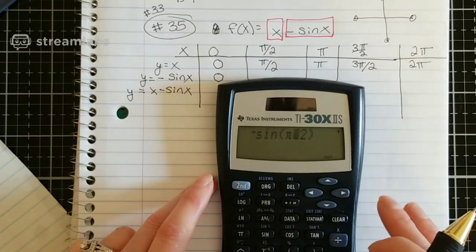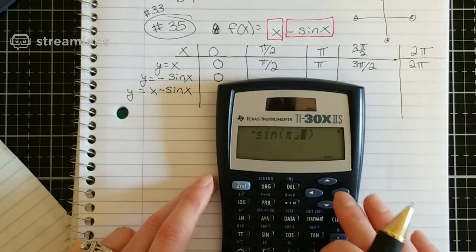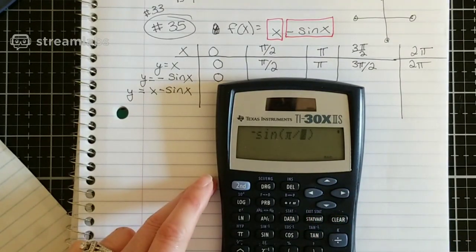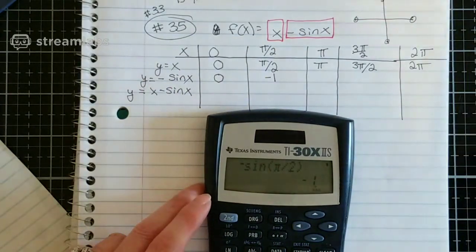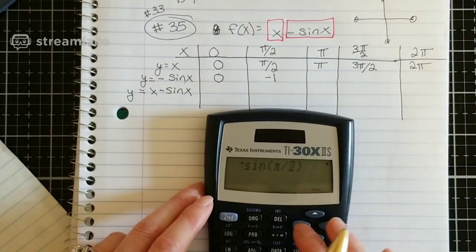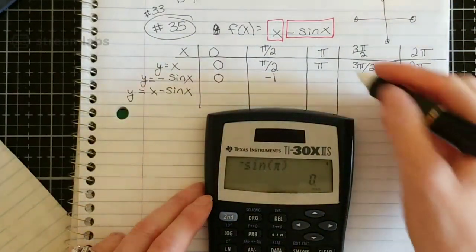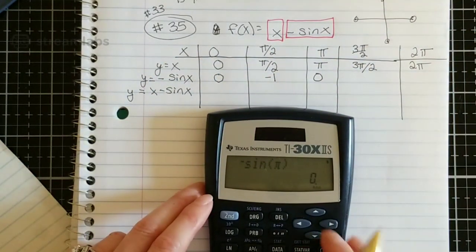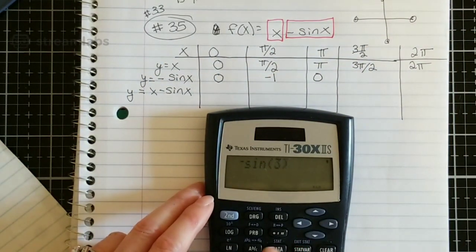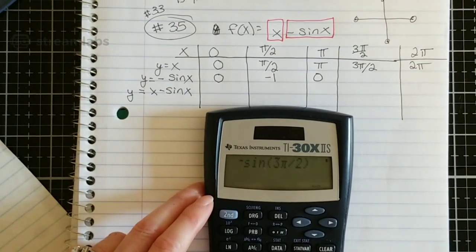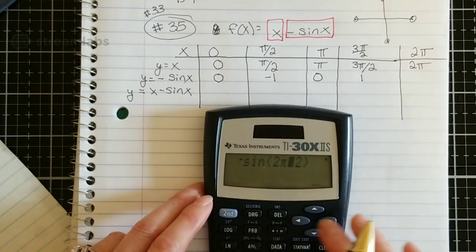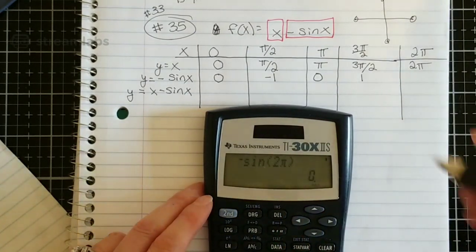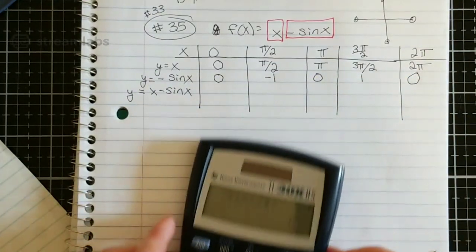Syntax error. Uh-oh. Maybe I need to use the divide here. Okay, you're going to have to use the divide. You can't use the ABC button apparently. All right, that's negative 1. Go over here, make that be just pi. I get 0. 3 pi over 2 gives me 1, and then a 2 pi. So I would just type these in the calculator. That gives you 0.